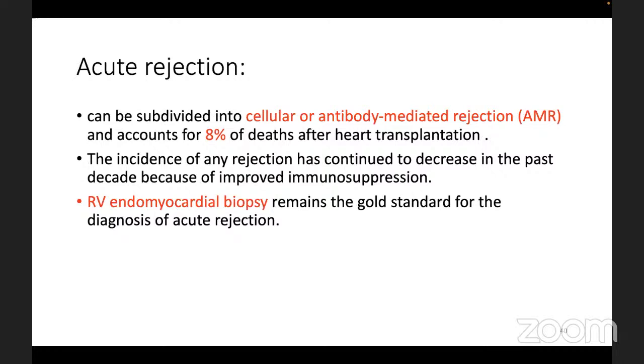For acute rejection, it could be subdivided into cellular or antibody mediated, and it accounts for 8% of deaths after heart transplant. The incidence of any rejection has continued to decrease in the past decade, and that's because of the improvement in immune suppression therapy and improved detection modalities. The RV endomyocardial biopsy remains the gold standard for the diagnosis of acute rejection. It needs to be done routinely, as most of the patients will be asymptomatic.